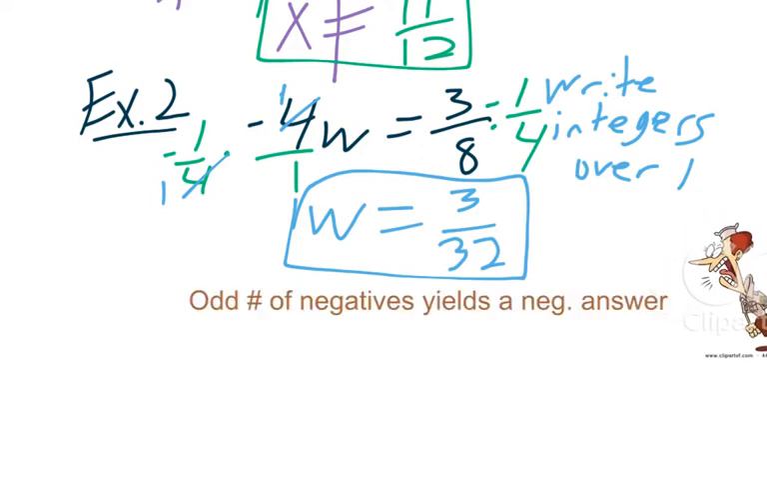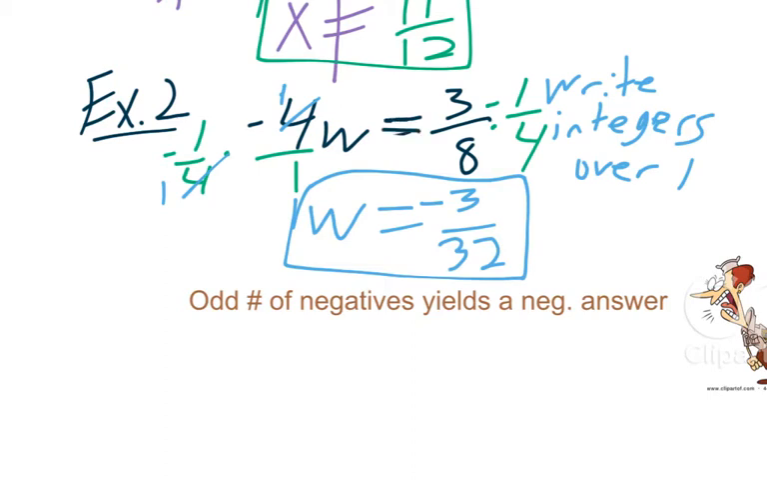But wait! An odd number of negatives yields a negative answer. Yes, she's right. We did not have a negative up here that was not a negative 3/8. So listen to Miss Bossy here, that should be a negative 3/32. Alright, hopefully we can solve the next question without getting yelled at.